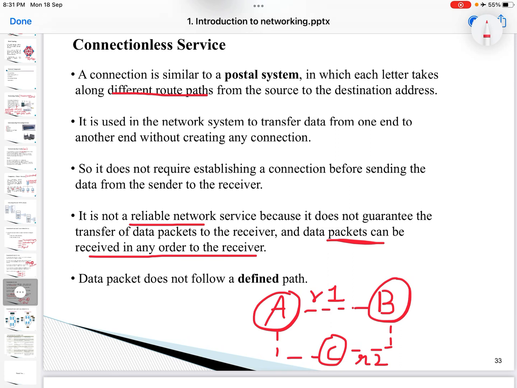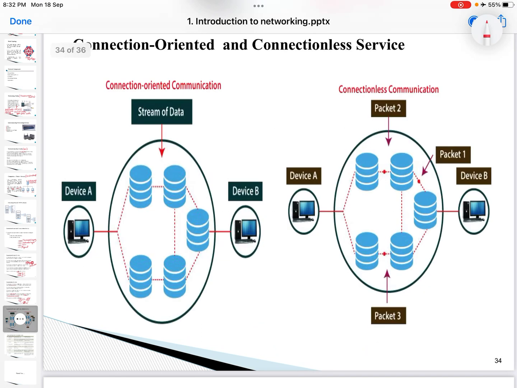Why is this not reliable? Suppose A is going to C, and the message it had to give to B, it is giving to C instead, and it is not going to B, or it loses that message. It reaches C and that message is lost before going to B. So it is said that it is not a reliable service because it can travel anyhow. For connection oriented, the message has to travel from A to B only. Nothing will come in between. No C, D, E, F. Nothing will come. So that is more reliable. This is less reliable. The data packet does not follow a defined path.